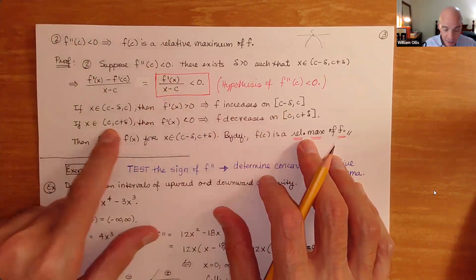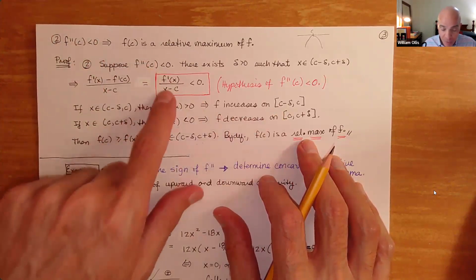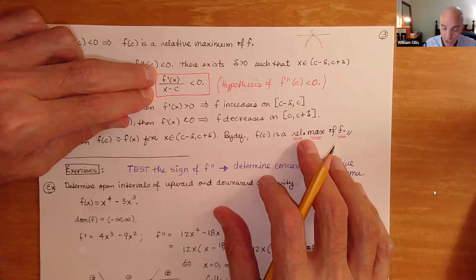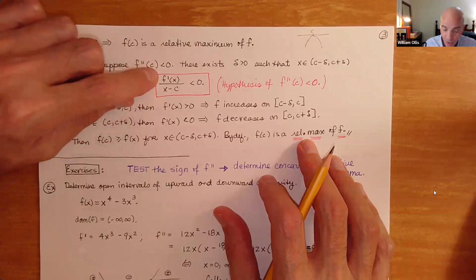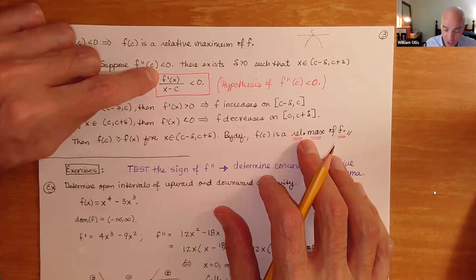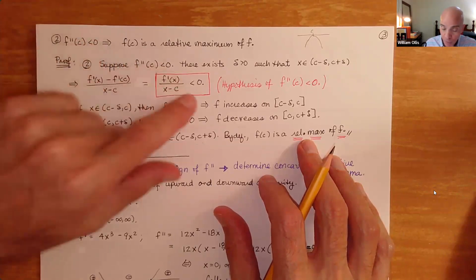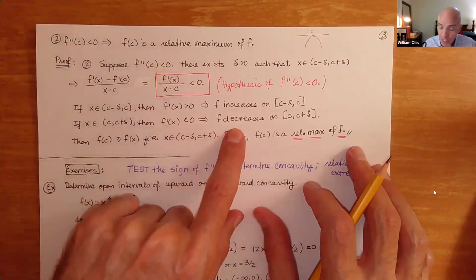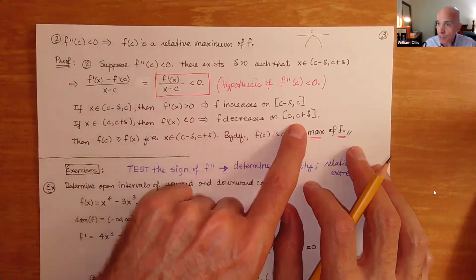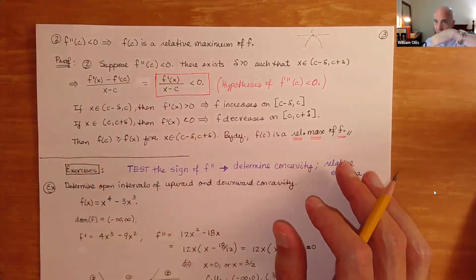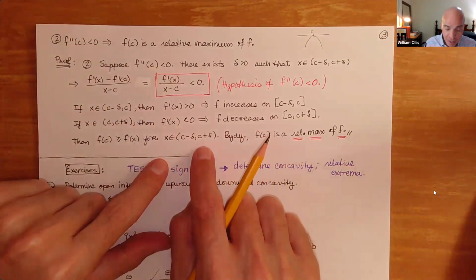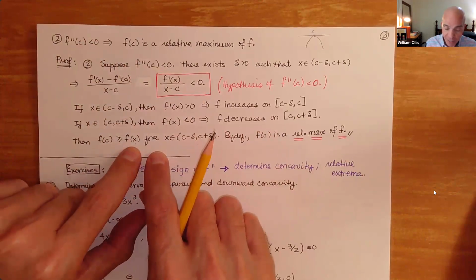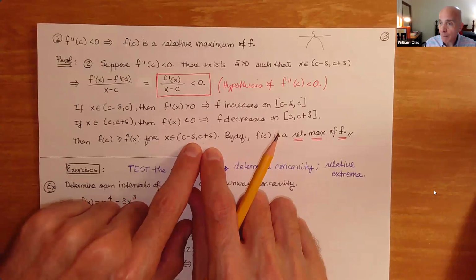Now to the right of c, x minus c would therefore be positive. And then, of course, if we want to preserve the sign of the difference quotient, then f prime of x, in this case, must be less than 0 to preserve the negative sign. So by increasing, decreasing, f decreases on the interval c to c plus delta. So we increase, and then we decrease. And therefore, we define that the actual relative max, that is f of c, is greater than or equal to f of x when x lies in this open interval about c.